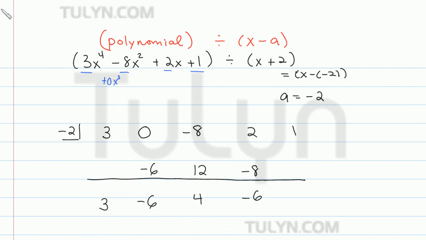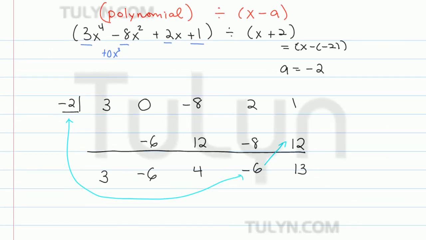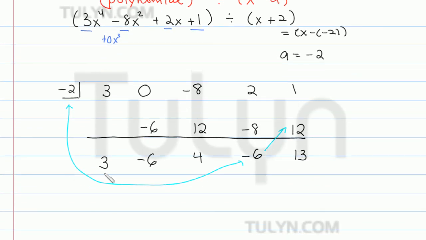So then finally we do these steps one more time. So we get negative 2 times negative 6, which is the next one, and we put it in that last slot in the last column. So then negative 2 times negative 6 is positive 12, and when you add 12 and 1, you get 13. So now we've done our synthetic division and we found the coefficients for our results.